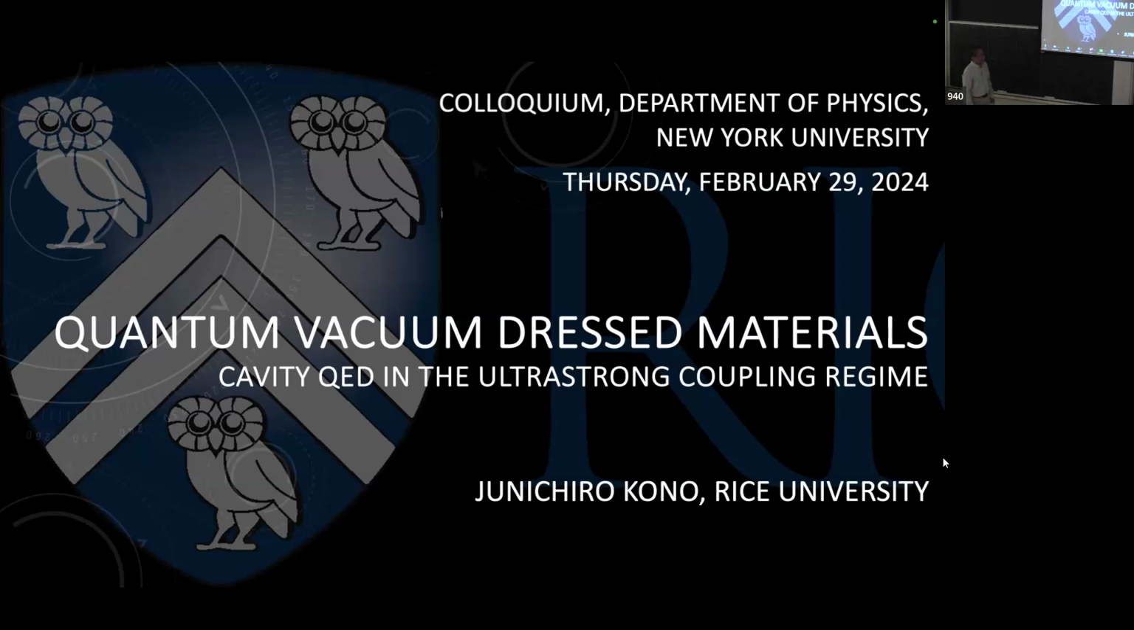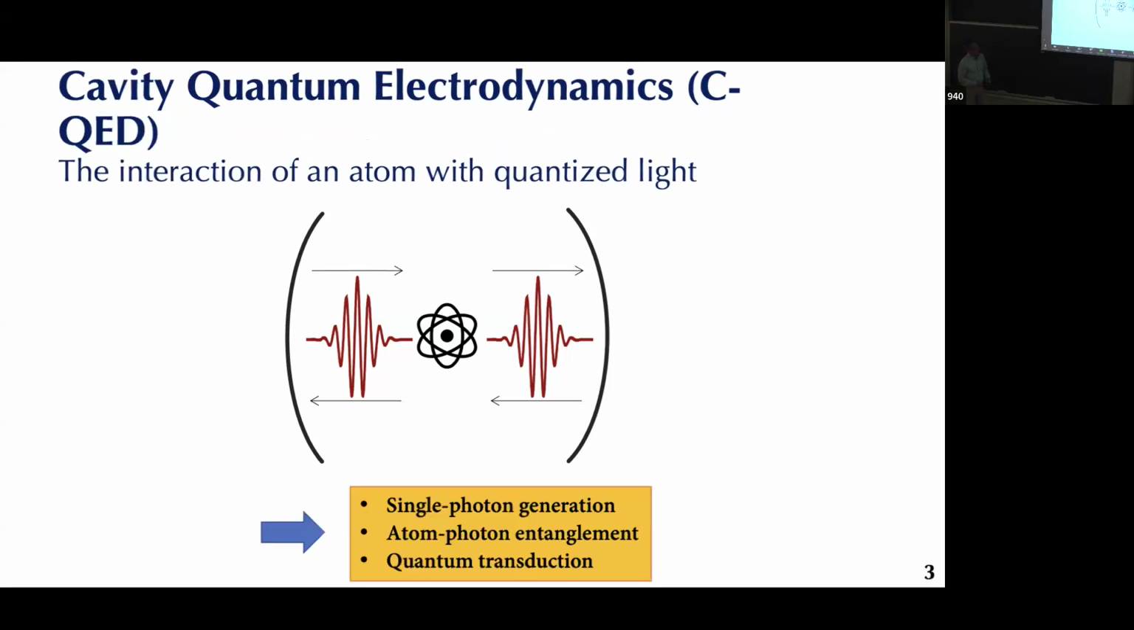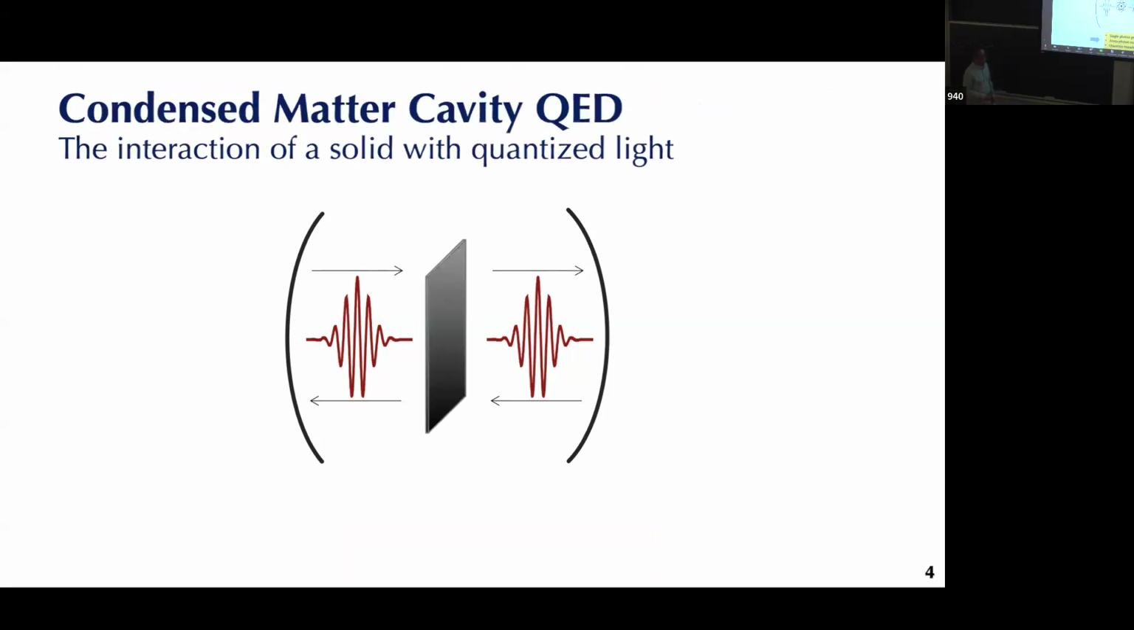So I will talk about our recent work on cavity QED, cavity quantum electrodynamics, which is traditionally a topic of quantum optics, and it deals with the interaction of atoms with cavity photons. And the theory of cavity QED is extremely well developed and well established, and one can make very precise predictions. And depending on what kind of initial state you have, you can produce single photon generation, atom-photon entanglement, and quantum transduction, which can be useful for quantum technology.